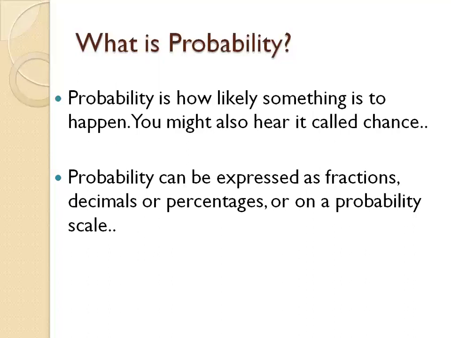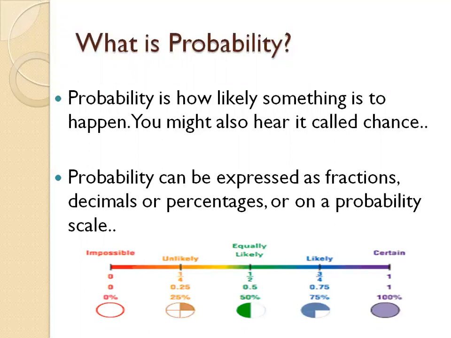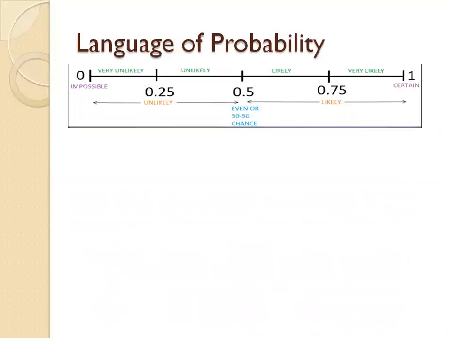Probability can be expressed as fractions, decimals, or percentages, or on a probability scale. Let's have a look at the probability scale. Look here, this is the probability scale. As you can see here, the value ranges from 0 to 1. This is the probabilistic scale ranging from value 0 to 1. Now we will learn about this probabilistic scale in a better way. Here we are interpreting the probabilistic scale.